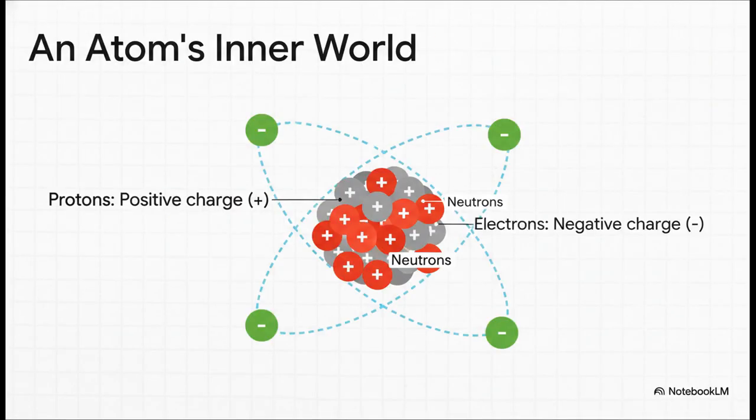And if you could zoom in on any atom, you'd find a similar setup. Right in the middle, there's this dense little core called the nucleus. And inside that, you have positively charged protons and neutrons, which have no charge at all. Then, whizzing all around that nucleus, you've got these tiny, negatively charged electrons. Every single atom is made of these same three parts.